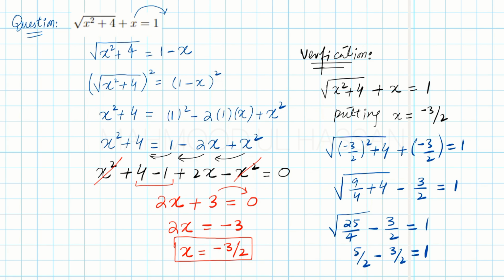Now here we have 5 upon 2 minus 3 upon 2, so that would become 2 upon 2. That would become 2 divided by 2 is equal to 1. So then here we have 1 is equal to 1. So the left hand side is equal to the right hand side. So our solution, that is x is equal to negative 3 divided by 2, is basically the correct solution. That is a solution. Got it?